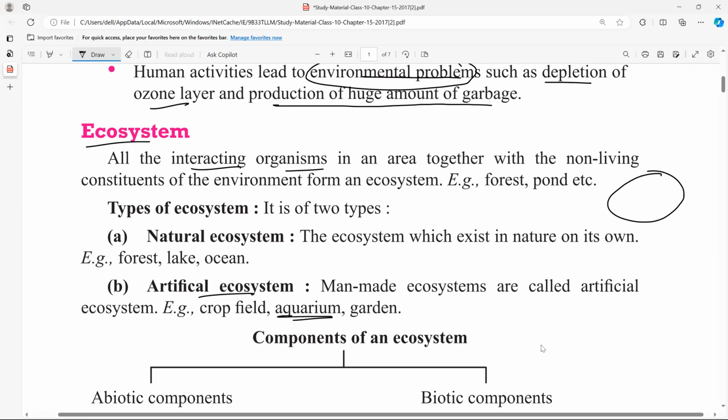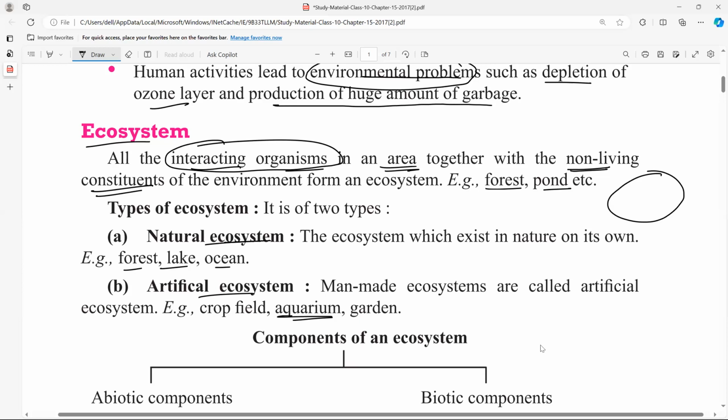And natural ecosystems are, for example, pond, ocean, and forest. All interacting organisms in a particular area together, like in a pond where different organisms live together, along with the non-living constituents of the environment, form an ecosystem, like forest, pond, etc. Got it?